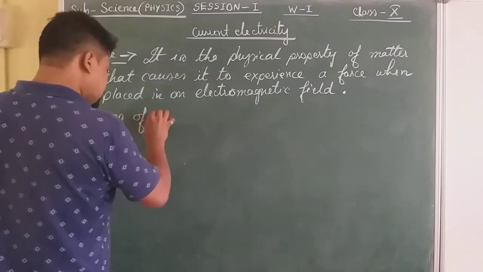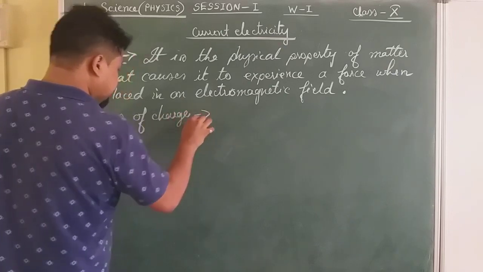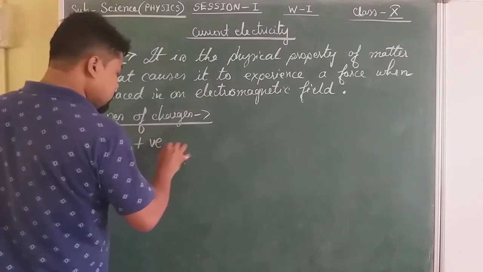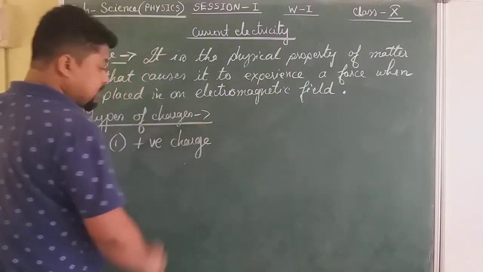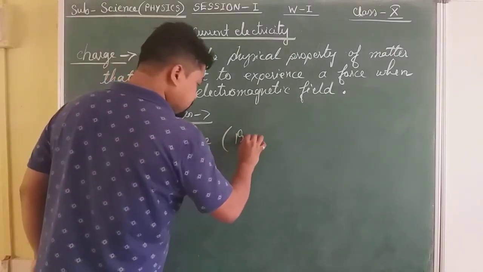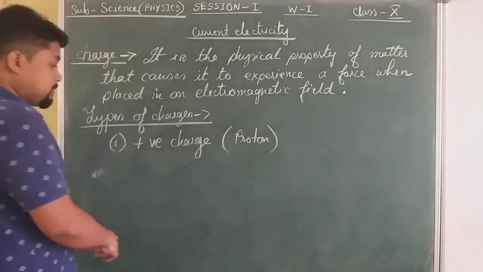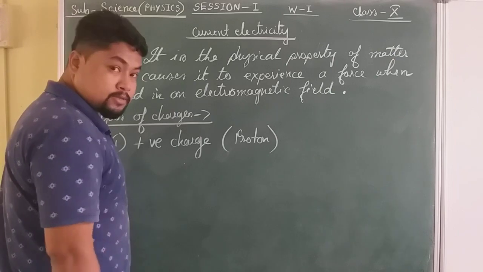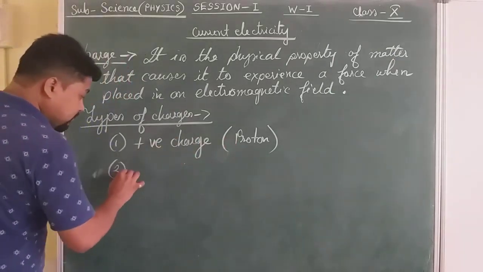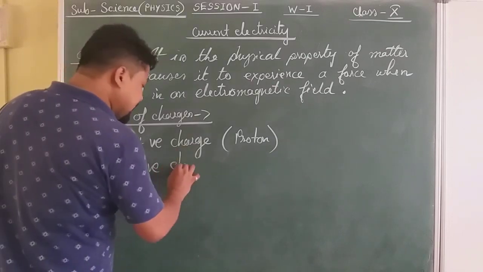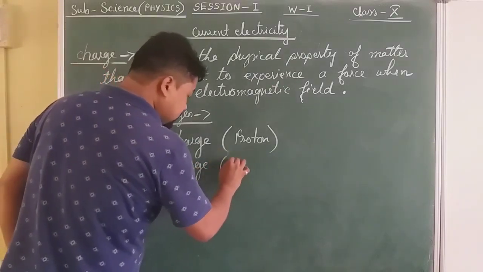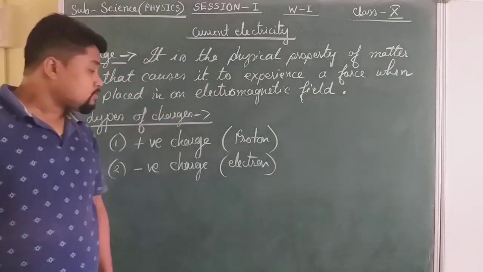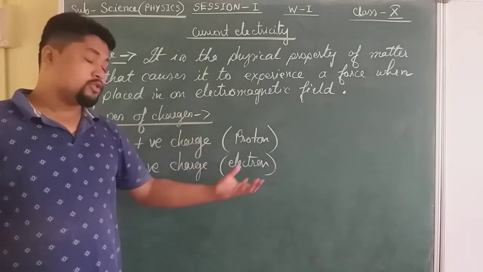Types of charges. There are two types of charges. One is positive charge, also known as proton. In atomic physics, positive charges are known as protons, which are situated inside the nucleus. Another one is negative charge, called electron. So protons are positive charge and electrons are negative charge.